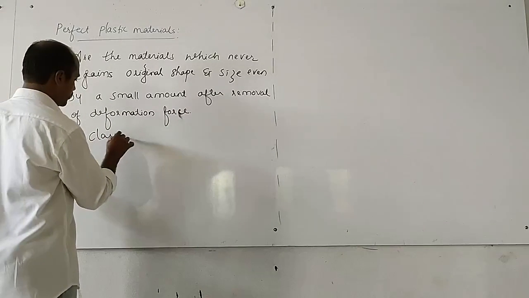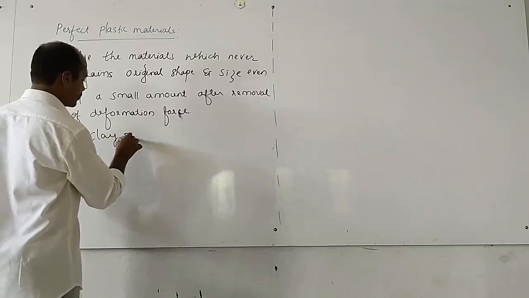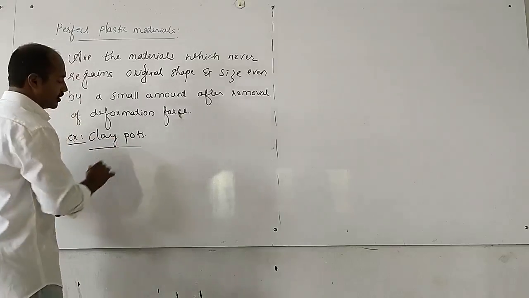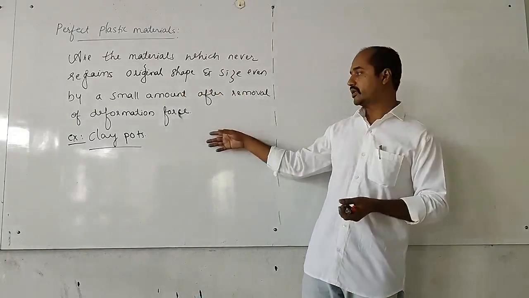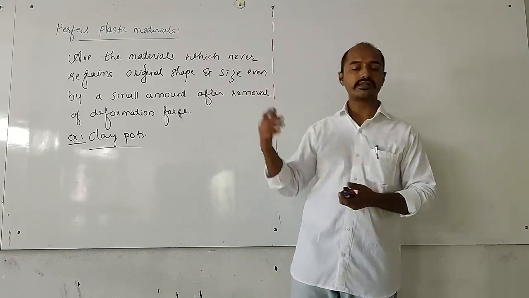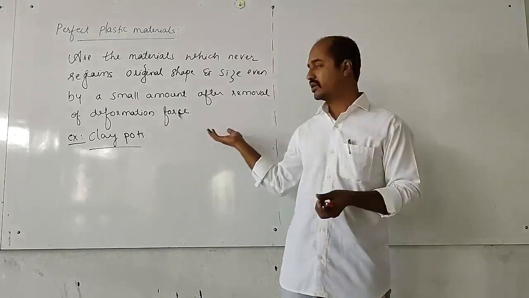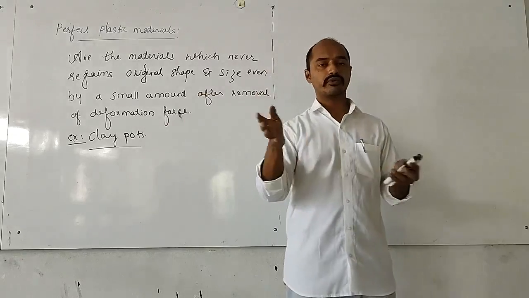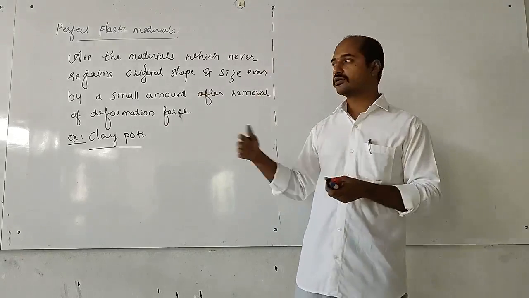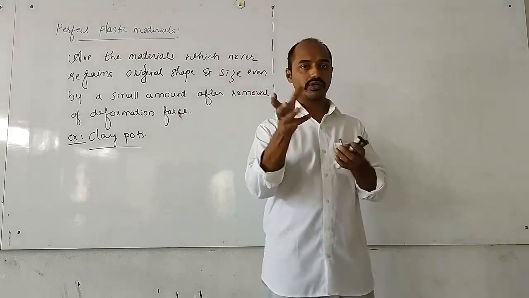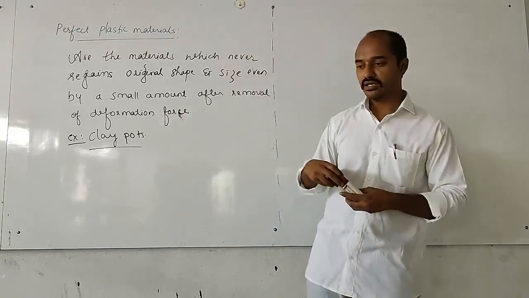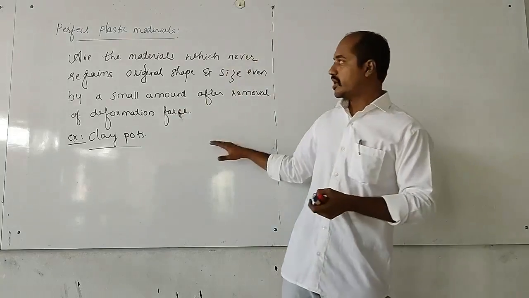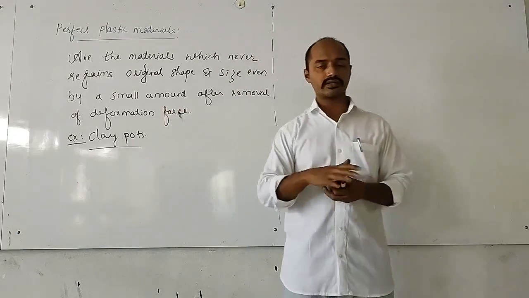Clay materials or clay pots or something. A good example for the perfect plastic material is clay pots or something made up of clay, or you can say putty material. Those are nothing but examples of perfect plastic material, right? So today's class is regarding this much.